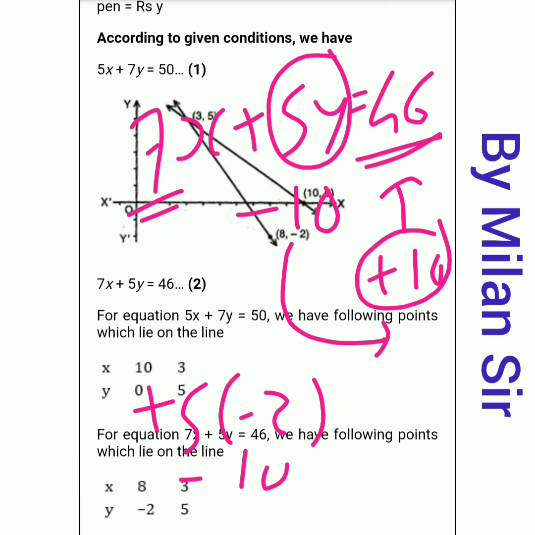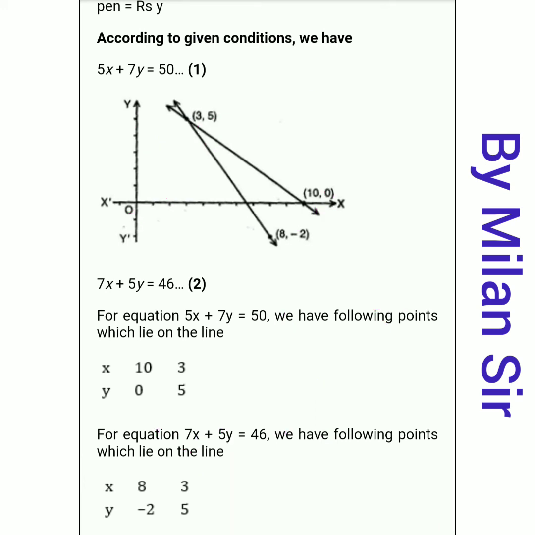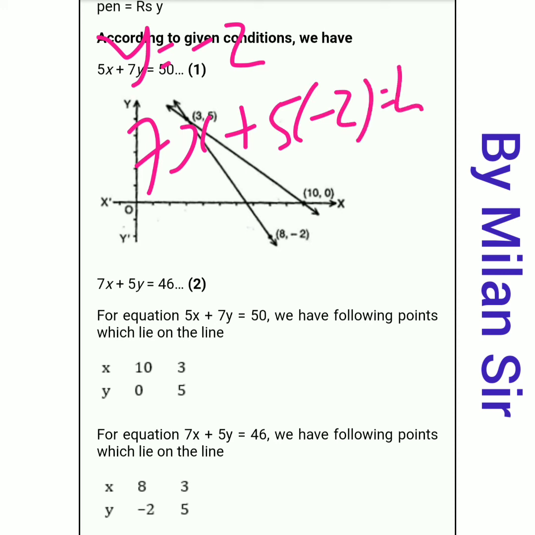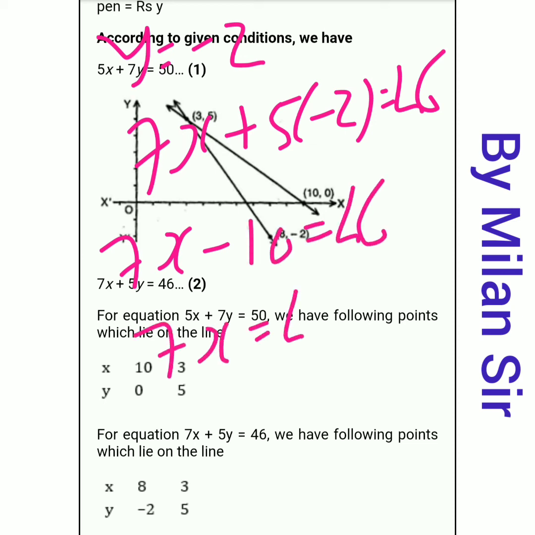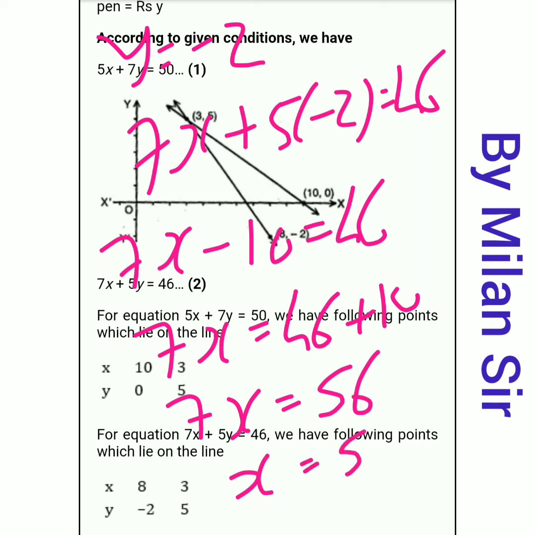So that is the method we use here. Put y is equal to minus 2. So 7x plus 5 in place of y, minus 2, equals 46. 7x plus minus 10 is equal to 46. Now transfer this minus 10 to the right-hand side, and it becomes plus 10. So 7x is equal to 56. x is equal to 56 by 7, which is 8. So here you get your first coordinate, 8 and minus 2.